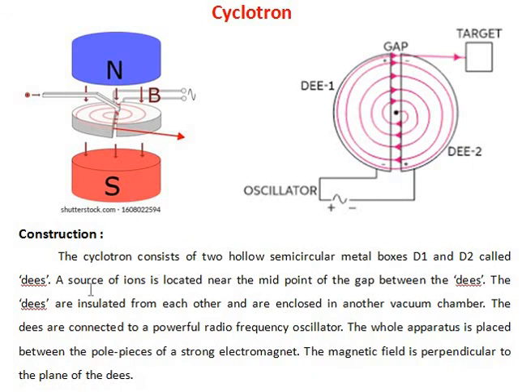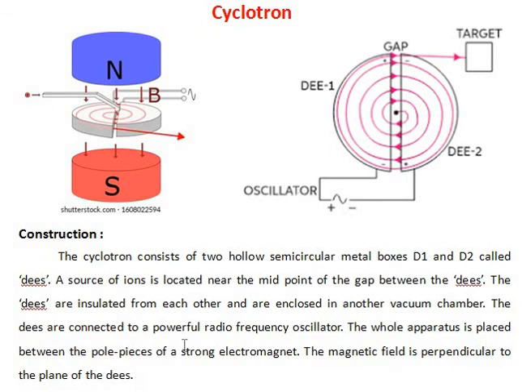So let us see the construction. The cyclotron consists of two hollow semicircular metal boxes, D1 and D2, called Ds. A source of ions is located near the midpoint of the gap between the Ds. These two Ds are insulated from each other and are enclosed in a vacuum chamber. The Ds are connected to a powerful radio frequency oscillator.